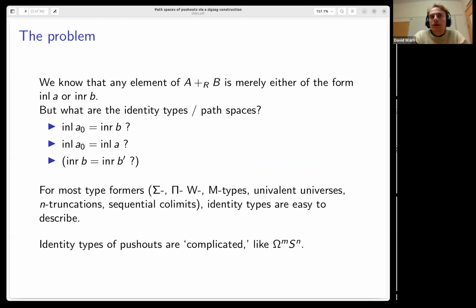And just to say that this problem isn't completely trivial. Usually when you look at basic type formers in HoTT, we can, in some sense, very explicitly understand their identity types. But for pushouts, the situation is a bit more complicated. For example, you can build spheres like Sn just as iterated pushouts from very simple types, but they become very complicated and they're not even truncated for any h-level. So it's a challenge to understand their identity types or higher identity types.